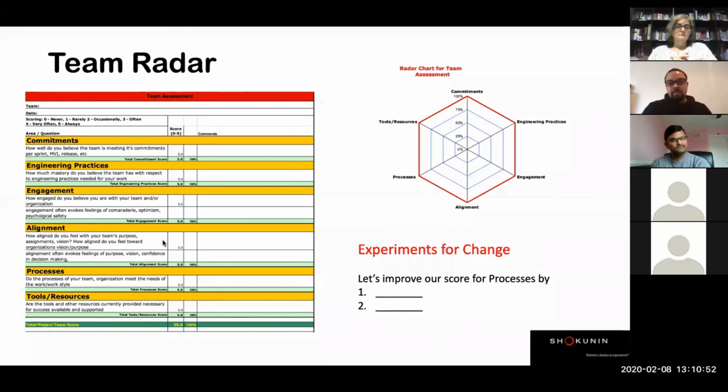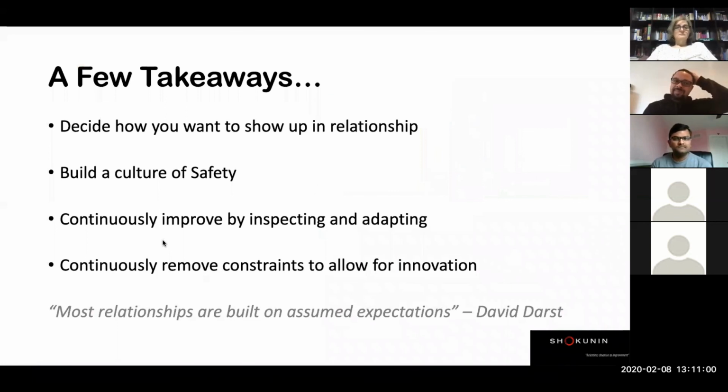All right, so we talked about these 4 stages: forming, storming, norming, performing, and hopefully some tools that'll help you out. Again, for me, if I had to boil this stuff down, it'd be those kind of things. I think it's really important to have every individual and every team figure out, how do we want to show up in relationship? How do we want to build a culture of safety? How do we want to continuously improve?